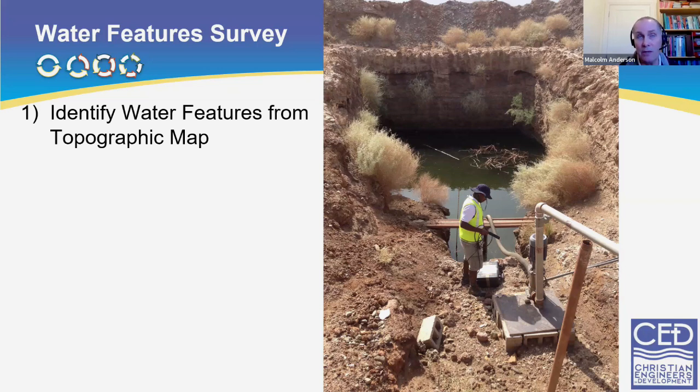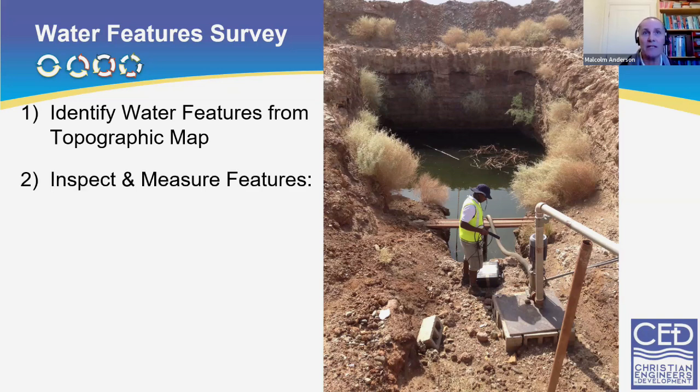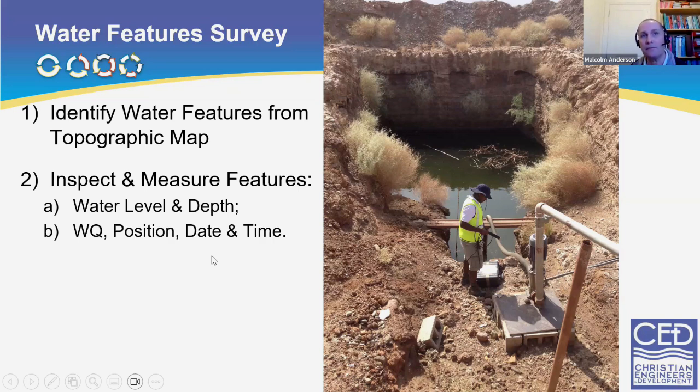Fortunately, groundwater doesn't change too much, and so most of the time it will be the same. But if there's been a lot of borehole extraction, then the groundwater levels will have gone down and the springs will have dried up. So the water feature survey essentially goes around assessing and inspecting those features to make sure that the map information that you've used at the desk study is correct. And that includes evaluating the water levels and depths of the rivers, springs, lakes, boreholes, wells, and anything else that is related to the groundwater system.